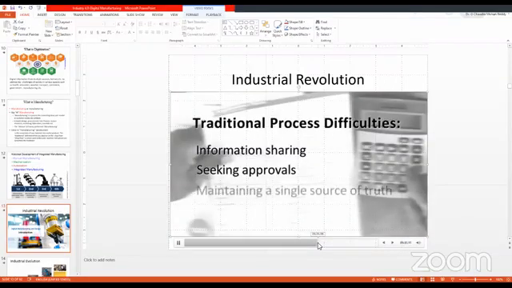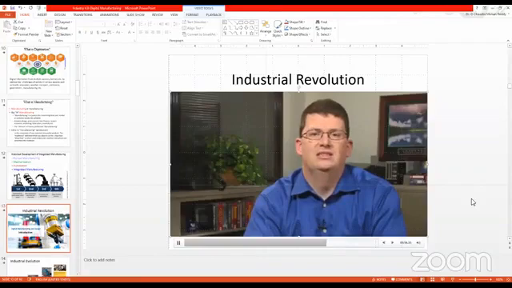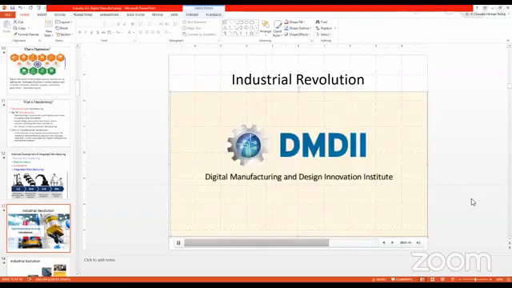Another challenge in paper-based processes is that maintaining a single source of truth for product and process definitions is very difficult and can result in limited capabilities for data analysis and evidence-based decision-making. Communication problems can result when planned changes are made during the design and development process, as well as after the production launch. A new approach is digital manufacturing. This approach uses increased computing power to improve the product life cycle.